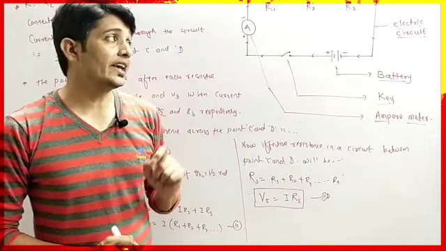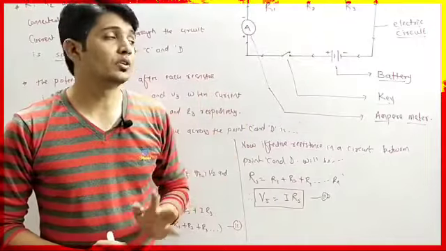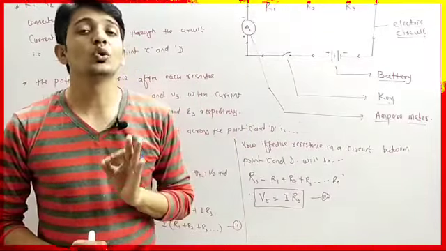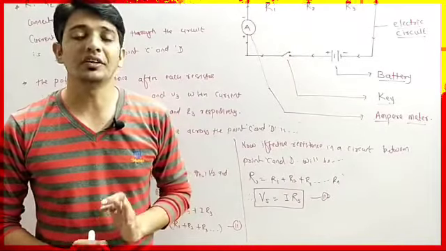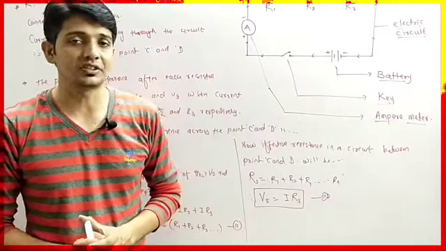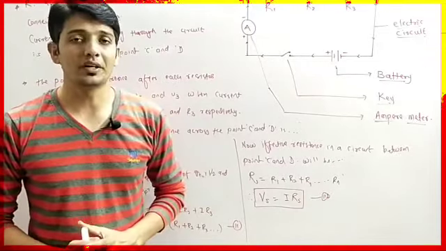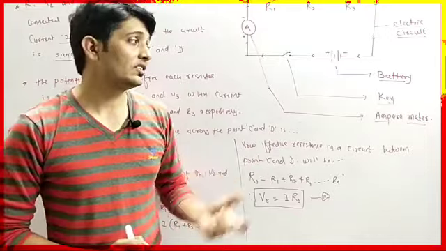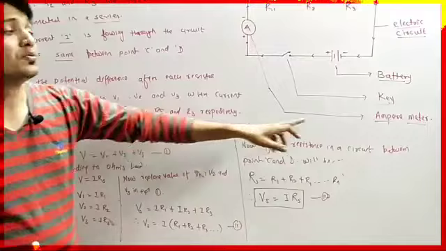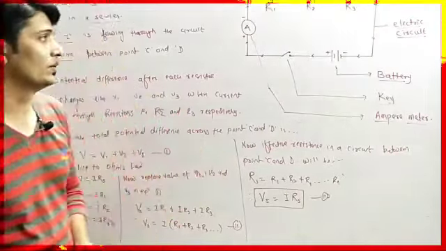Next point, the current will remain the same throughout the circuit and also between points C and D. So there is no effect on current in a circuit when resistors are connected in series. These are important points that you have to remember. Students, just write it down and draw the diagram, well labeled and neat and clean.